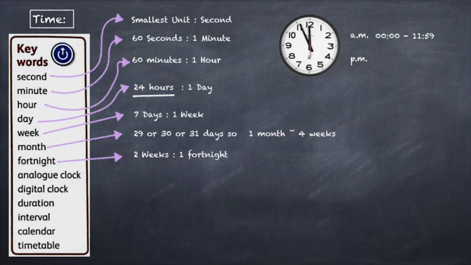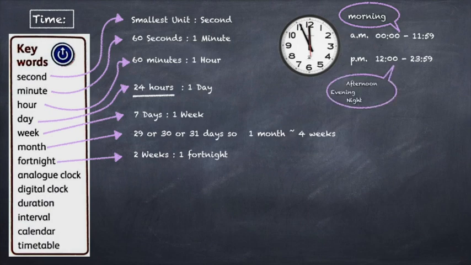Then when we talk about PM, we mean 12 o'clock till 23:59. It means the part of the day that starts at lunchtime till 1 minute to midnight, which we literally call 23:59. So if I want to cut it short, the AM part mainly refers to the morning part of the day, and the PM part mainly refers to the afternoon, evening, and night part of the day.